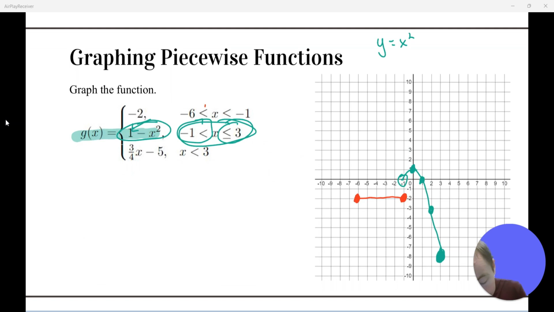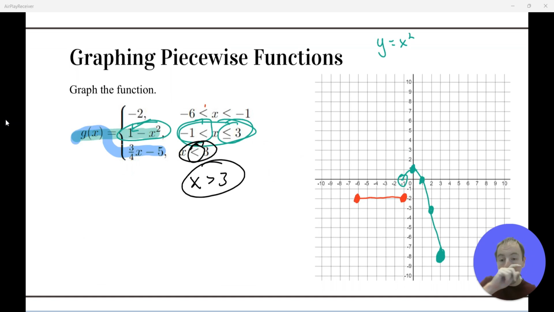And then finally, the last piece of this function is going to be g of x equals 3/4 x minus 5. And that's only when x is, I guess it's a typo on my part right here. So this symbol right here is actually supposed to be flipped the other way. Again, just a typo on my part. So just make sure that instead this actually says x is greater than 3, okay?